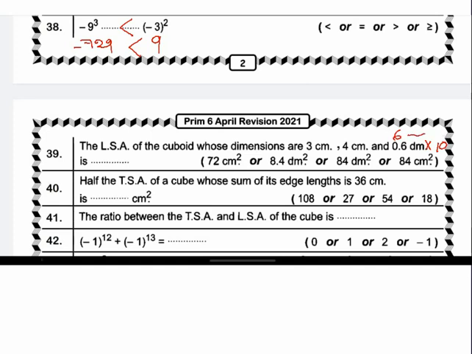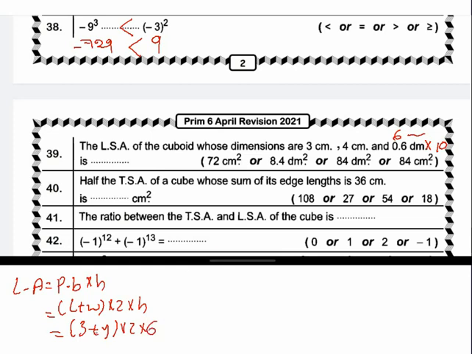Now you can get it easily. Lateral area equals perimeter of the base times height, equals length plus width times 2 times height. Length equals 3 plus 4 times 2 times 6. 3 plus 4 is 7, times 2 is 14, 14 times 6. It will be 84 centimeter squared.